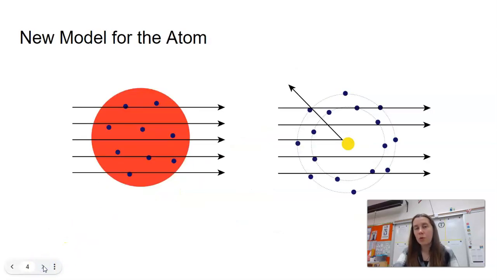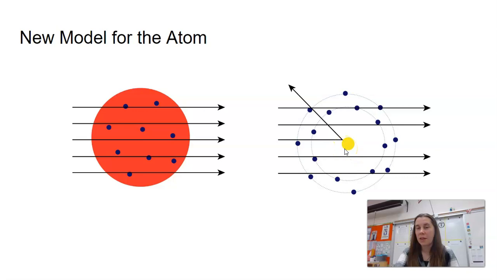Right. So based on the results of his experiment, he modified the model of the atom. So over here we have in red the positive charge, in blue the little dots of electrons in there. This was Thomson's model, and like I said, what Rutherford expected to happen if that's what the atom looked like is that all of the alpha particles would just go straight through because of that diffused positive charge. Right. However, what happened is that sometimes the alpha particles bounced back.